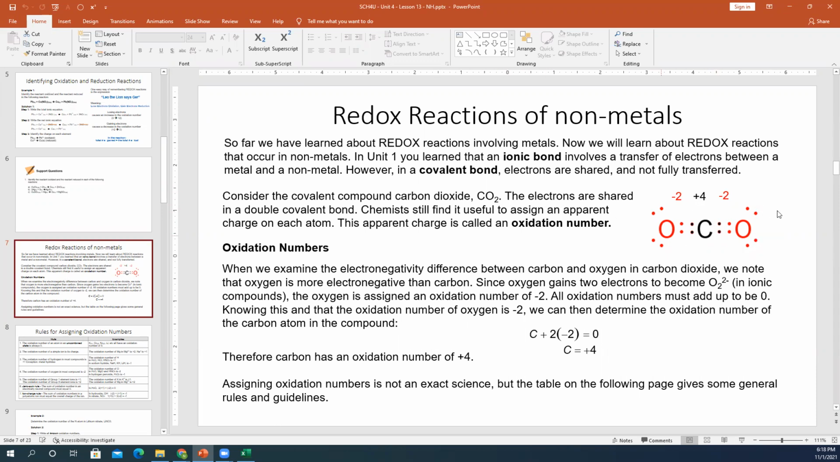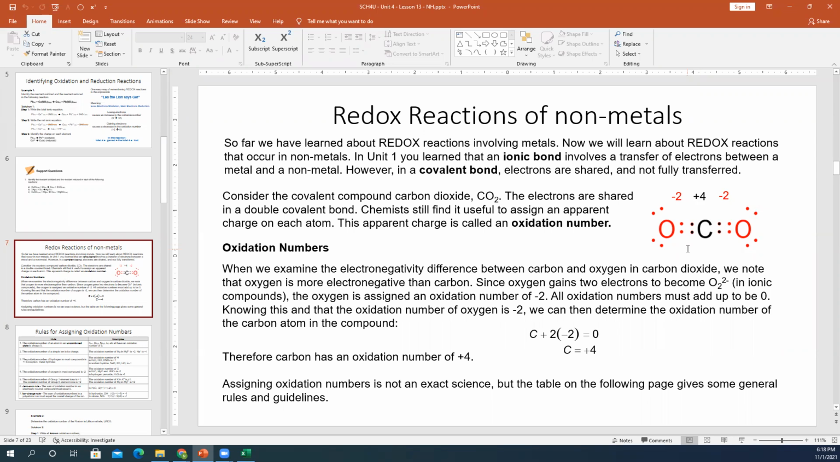Now let's consider this covalent compound, carbon dioxide. Here we have the Lewis diagram of the carbon dioxide molecule, and you see that the electrons are shared in a covalent bond. It's very useful to assign the apparent charge on each of these atoms, and this apparent charge is called the oxidation number.